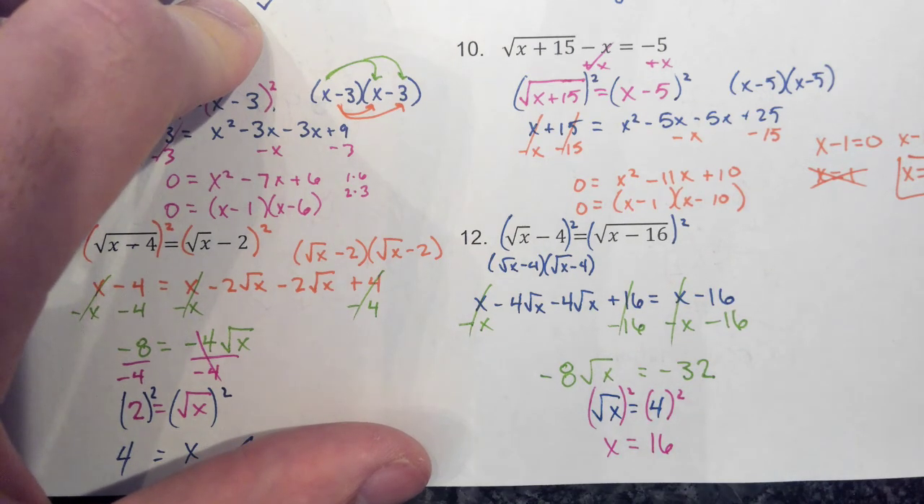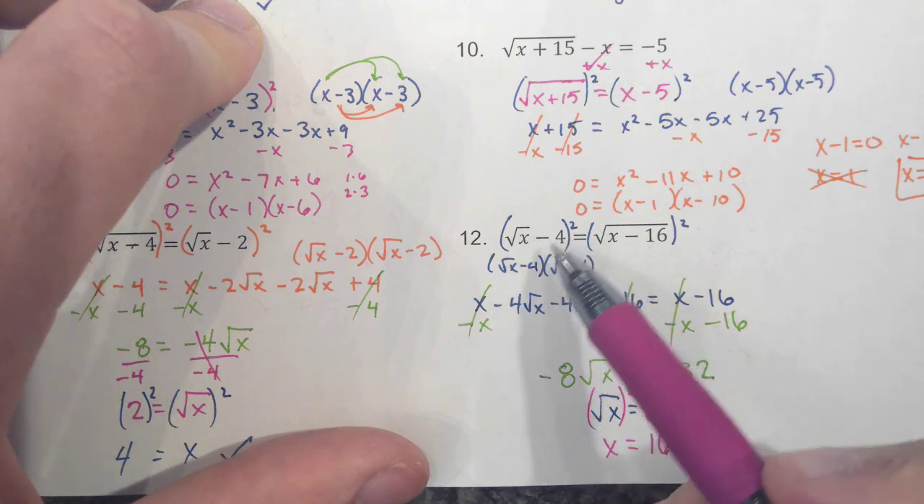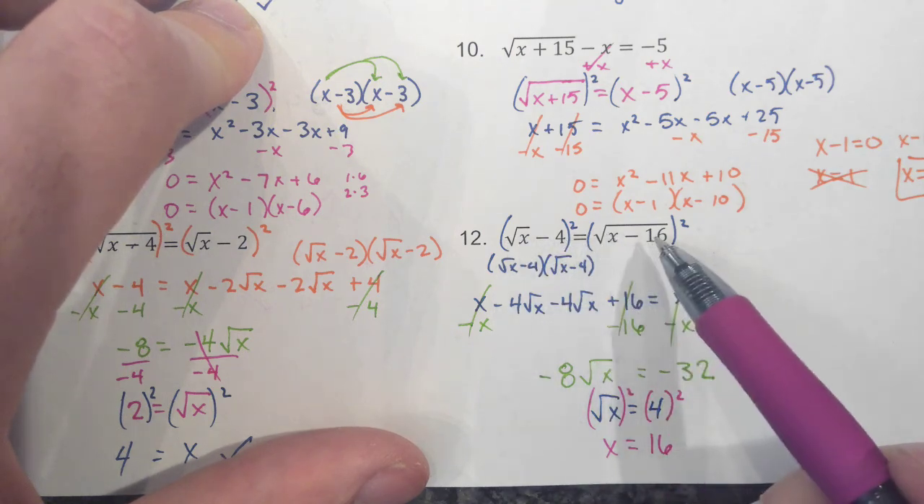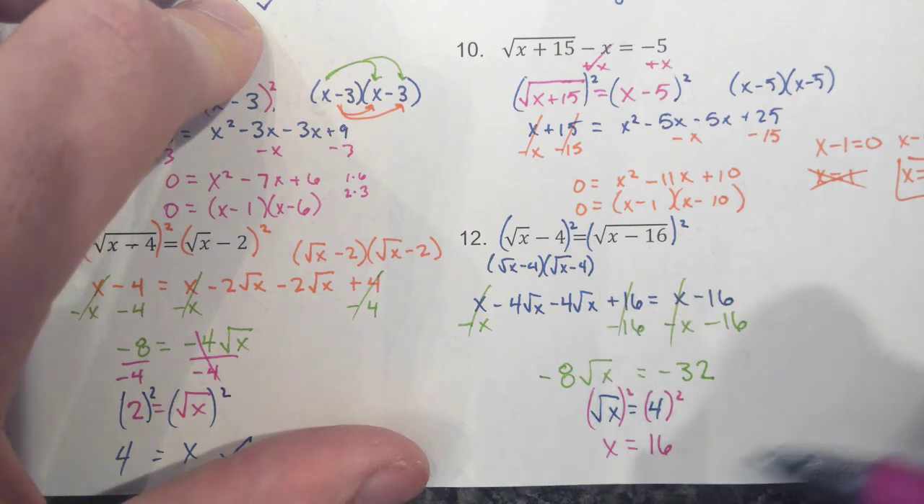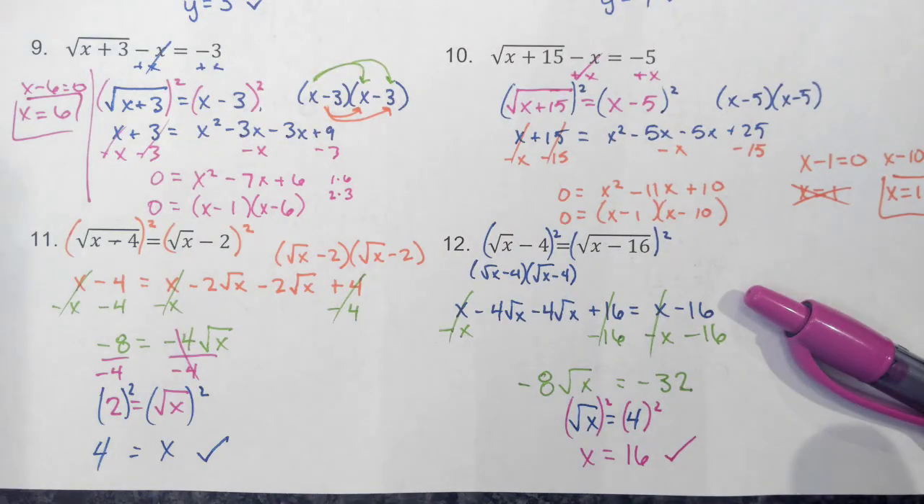Let's check that solution. What's the square root of 16? It's 4. What's 4 minus 4? That's 0. 16 minus 16 is 0, and the square root of 0 is also 0, so it checks, it works. So, great day. Gotta love just solving some good old-fashioned algebra problems.